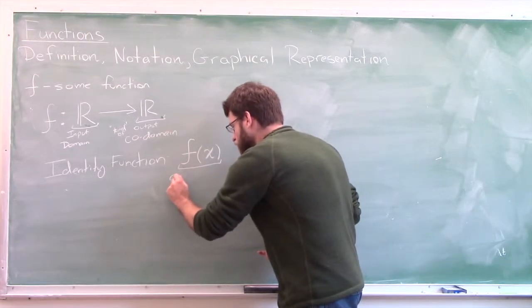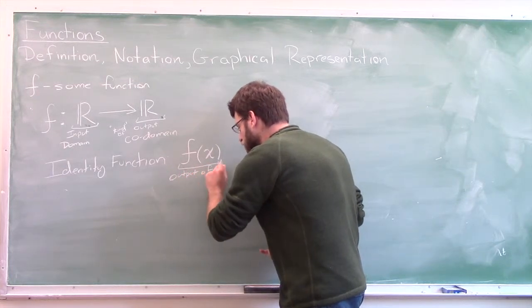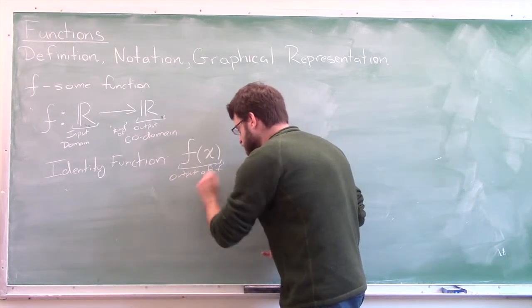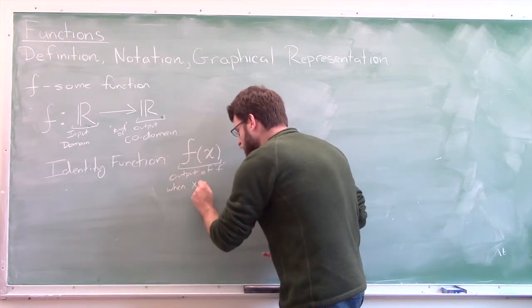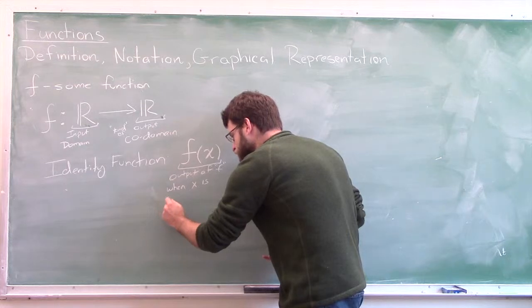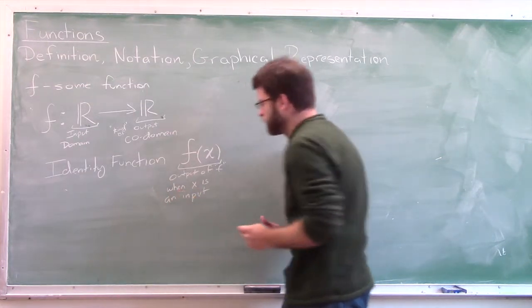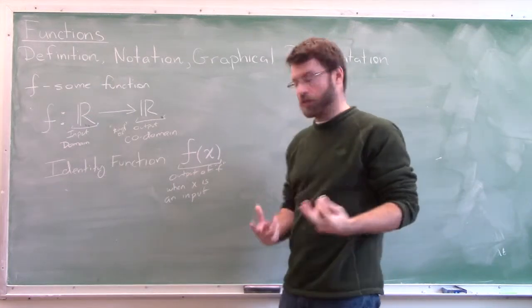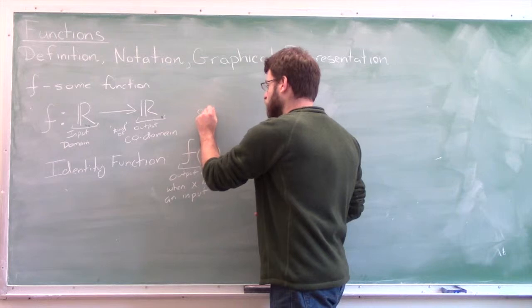This is the output of this function f when x is an input. Okay? And the reason I call this argument notation is this piece right here is called the argument of the function.